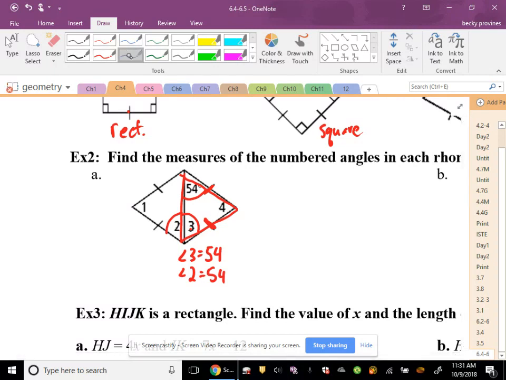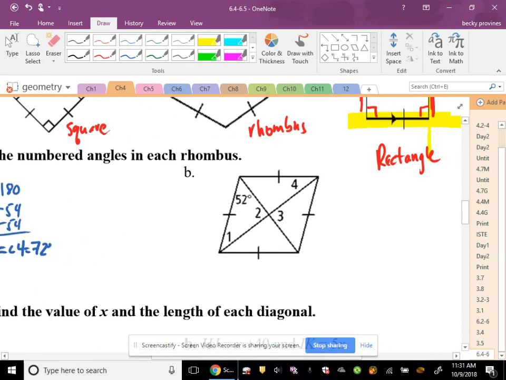So how do I find angle 4 and angle 1? Well, I know opposite angles are equal, so they're going to be the same thing. What I'm going to do is take 180 and subtract 54 and subtract 54. So 180 minus 108 is 72. That means both angles are 72 degrees.